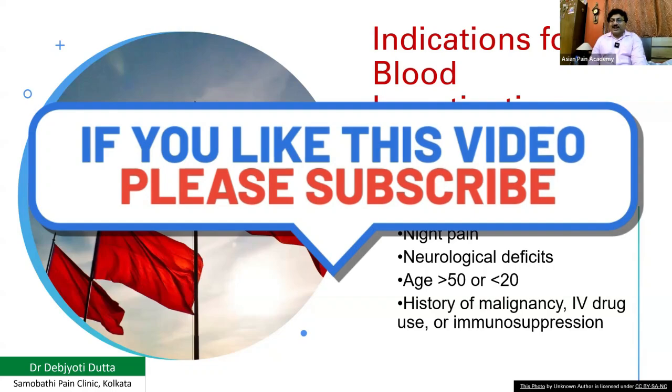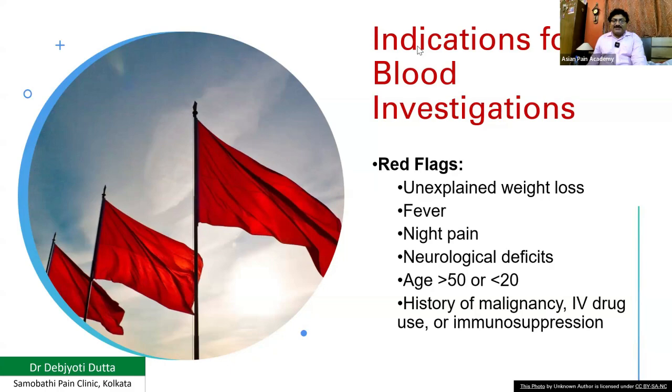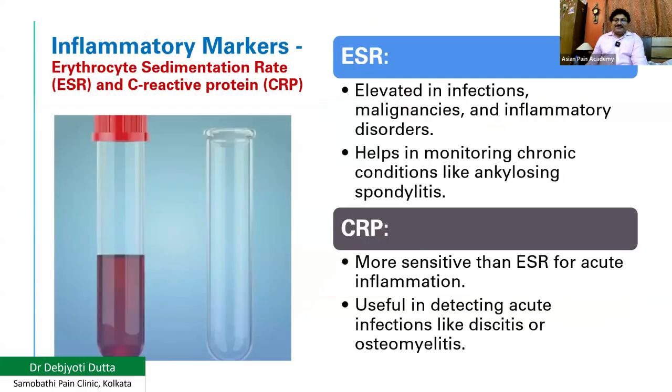In aged patients and in very young patients, if the patient is more than 50 or less than 20, in both cases we need to start investigations early. If there is a history of malignancy or any cause of immunosuppression or IV drug use, in those cases also there are possibilities of early infection, so we have to start the investigations early. In the rest of the cases, we can wait, give NSAIDs and other drugs, and if the patient is not responding, then we can go for the blood test.